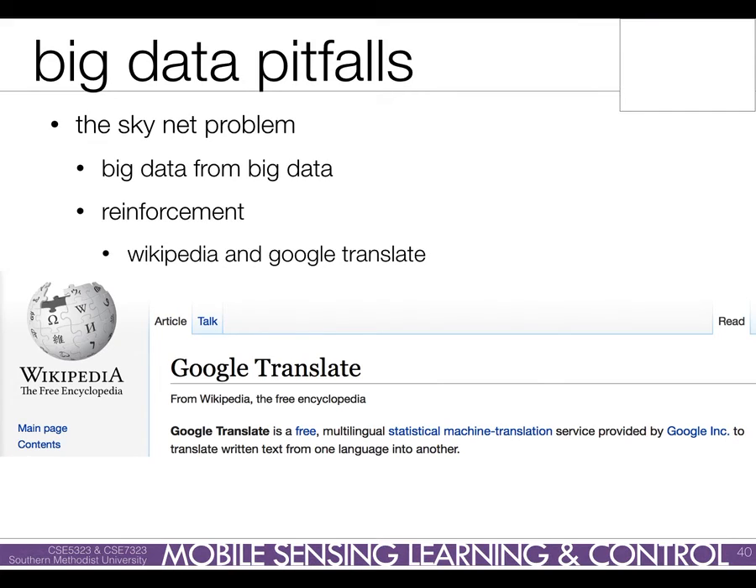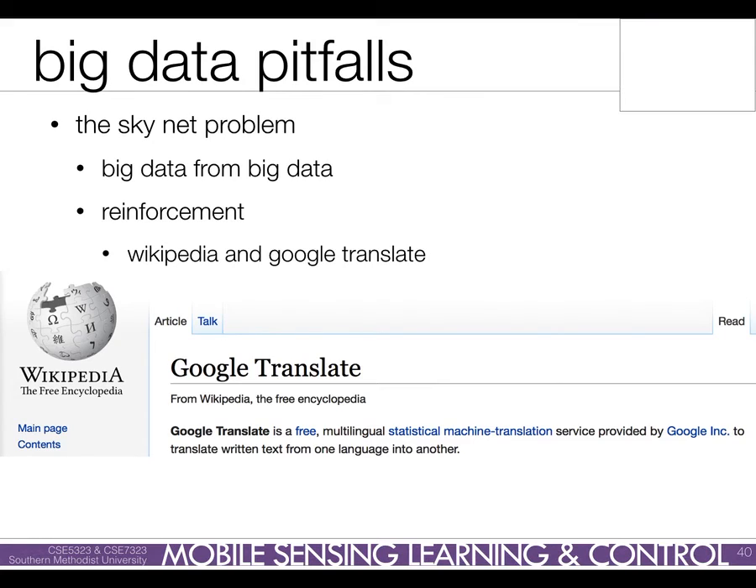Through Wikipedia. They take Wikipedia articles, part of the training. They take Wikipedia articles, and then they take the translated versions of those, and they train the system to go from one to the other. All right? So that's really, really cool.